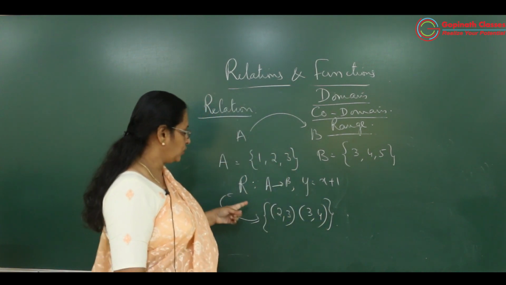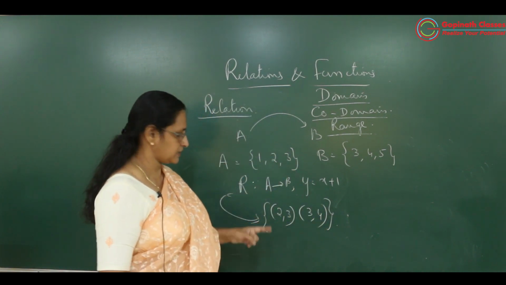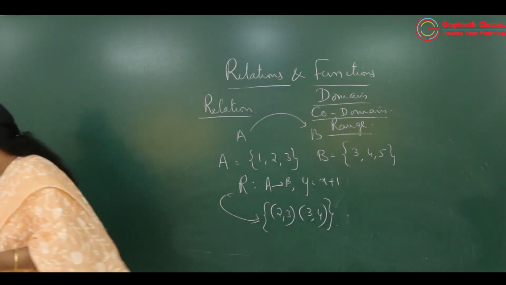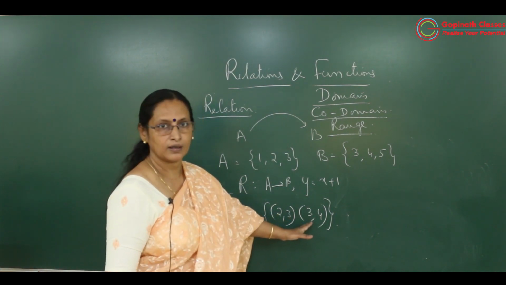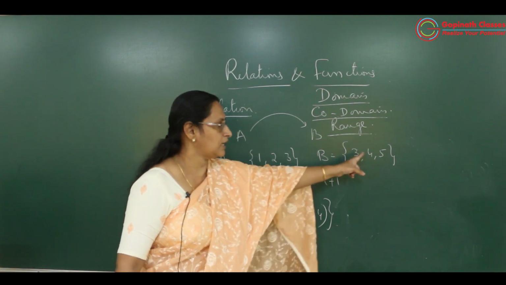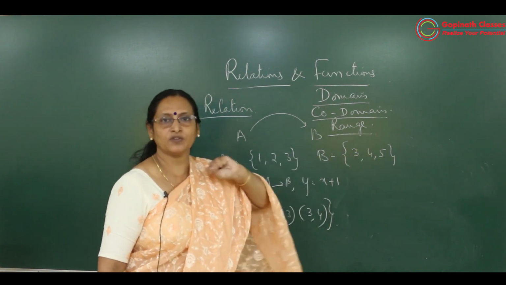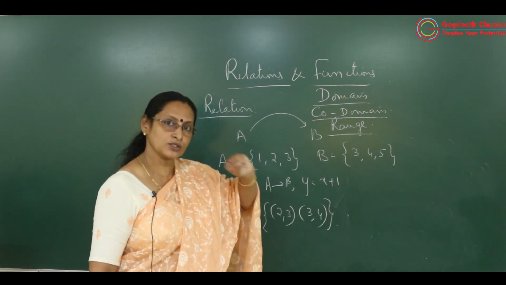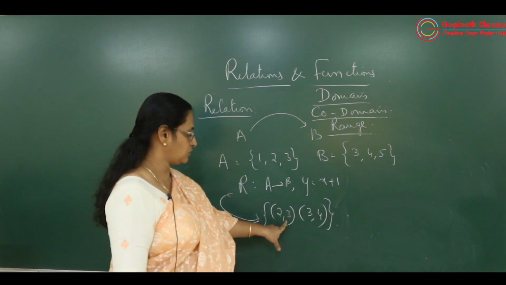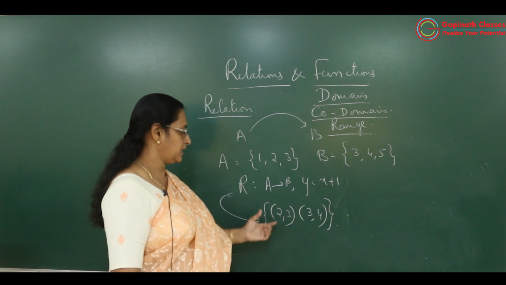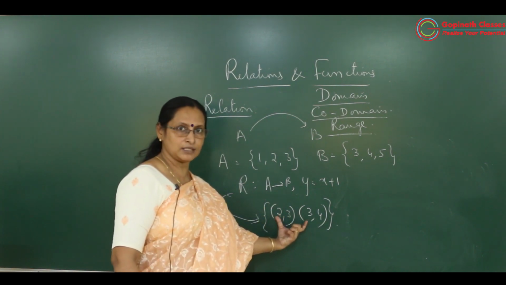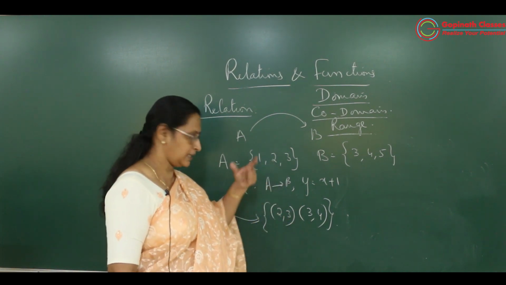So domain is 2 and 3. Codomain is 3, 4, 5. The big set which we are picking the answers from, that is codomain. And range is 3 and 4. Hope you understood now. Domain is the numbers or the elements which are taking part in the relation.